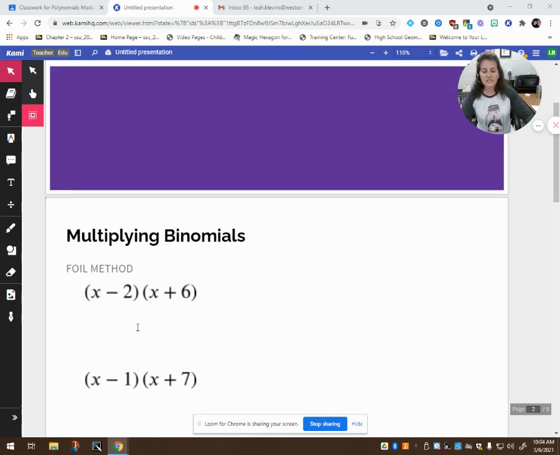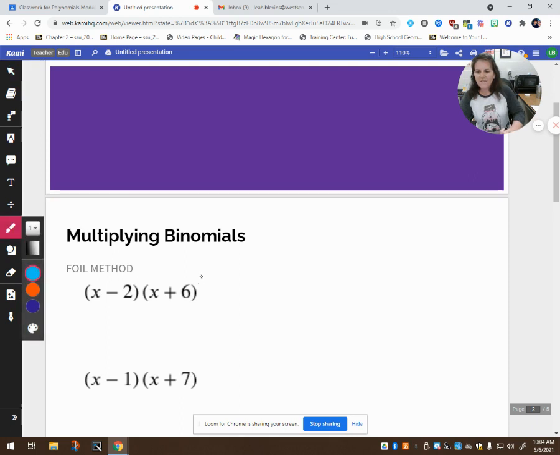We can think of it as using the distributive property twice, or we can look at it as the FOIL method and do first times outside times inside times last. I'm going to explain that first. So when I say first, it's the first term in each set of parentheses. So x times x is x squared.